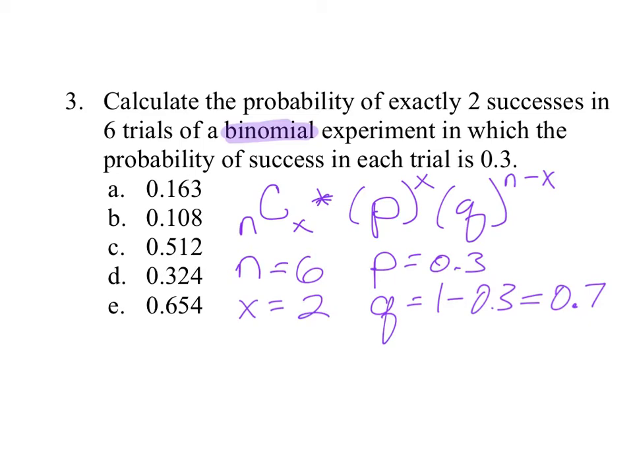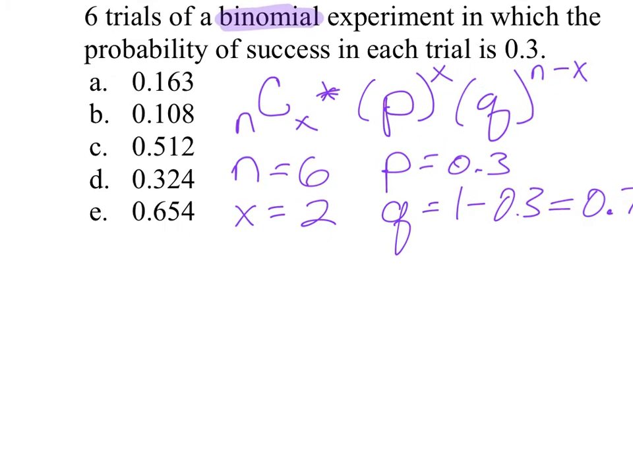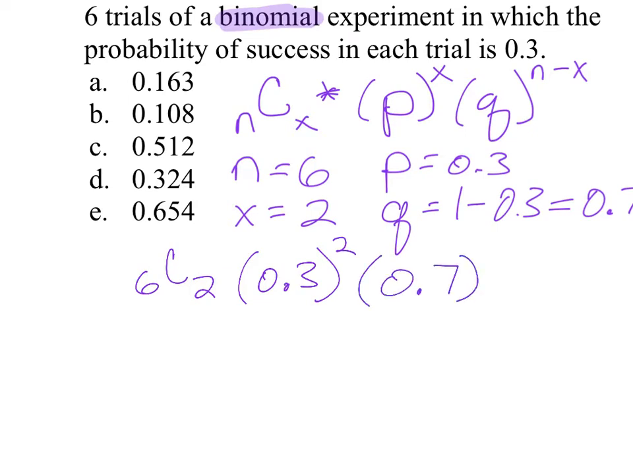Now we just plug this in. All right, so we're going to put in our calculator 6C2 times 0.3 to the 2 times 0.7 to the 6 minus 2, which is 4. That's what we're putting in our calculator. You're just plugging it into the formula. Again, something you should be putting on your formula sheet. There's a spot for it.